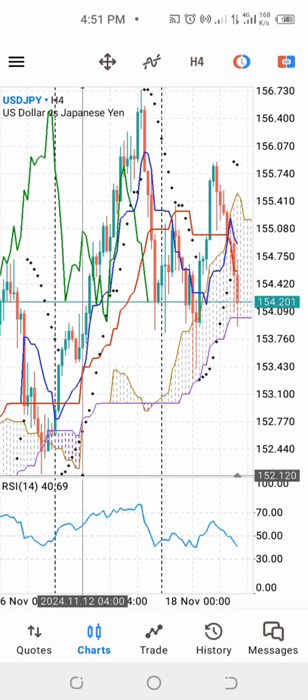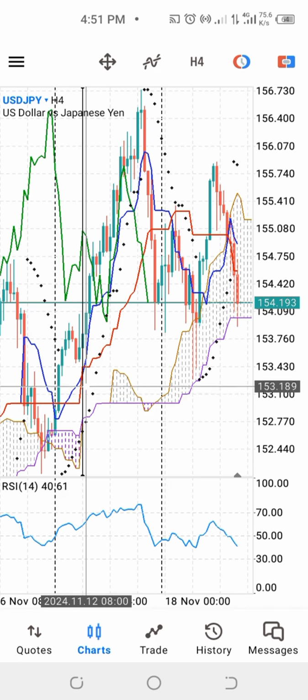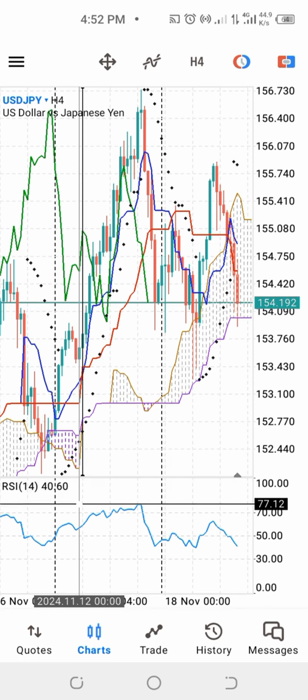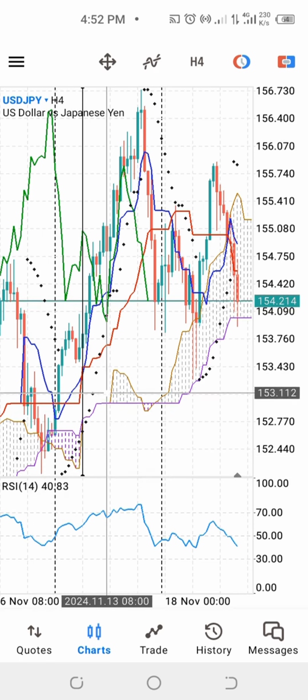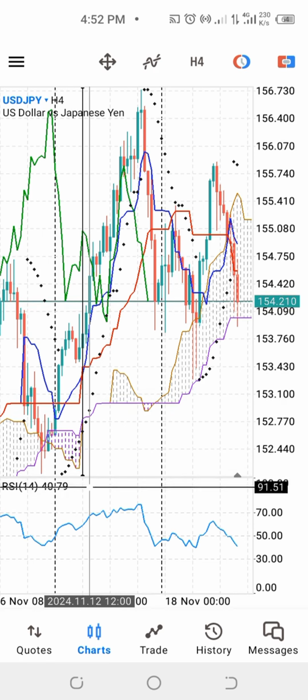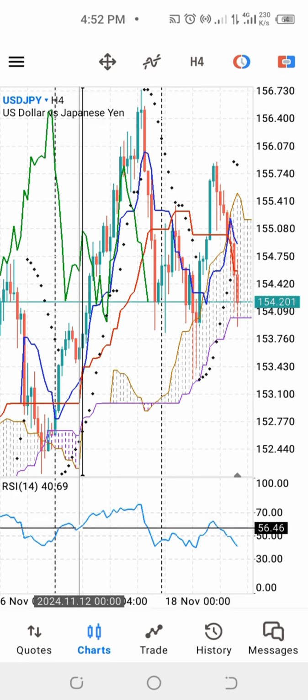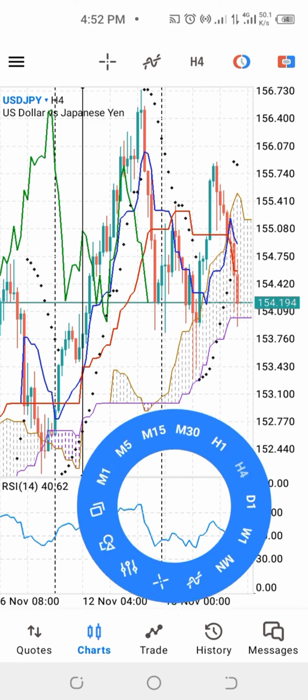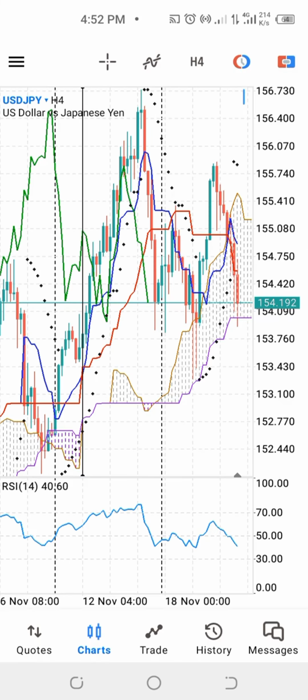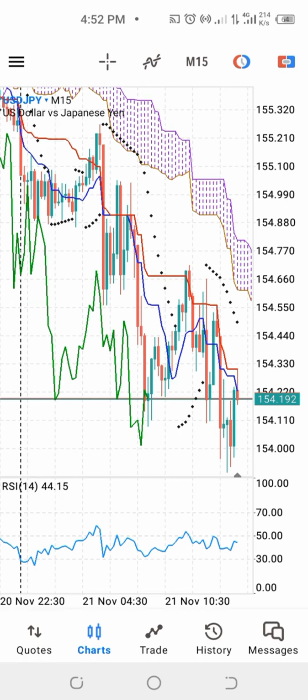The first thing is, if you want to pick a buy, the market should be above the cloud. Then the second thing is that the parabolic SAR should be imprinted below the market prices on the H4 time frame. And the third thing is that the market should be on the RSI line just above 50. Then immediately all that is set, we switch straight to the M15 time frame.